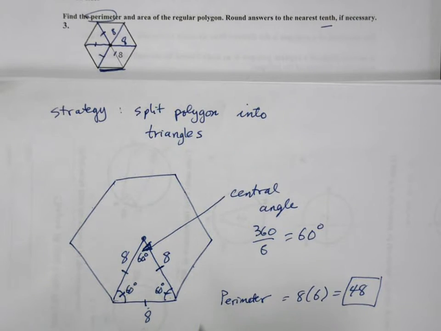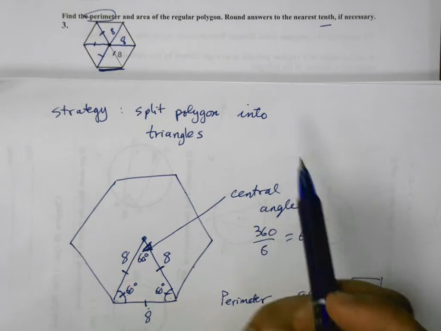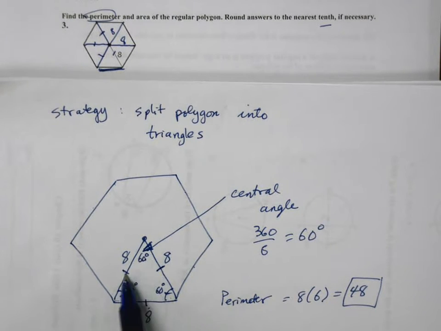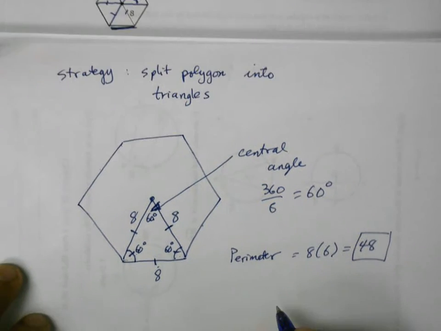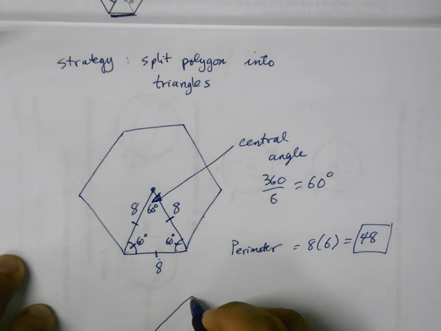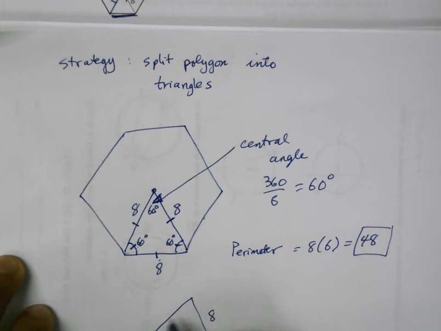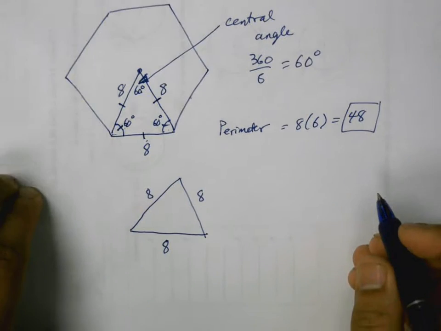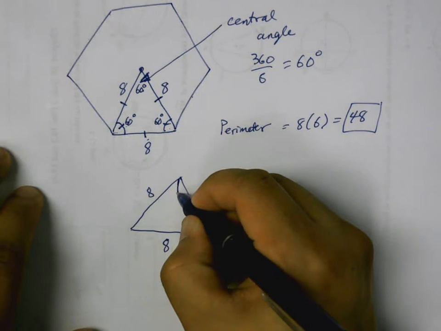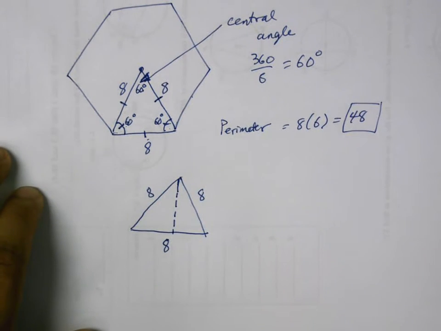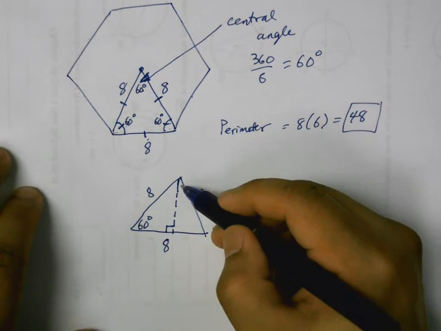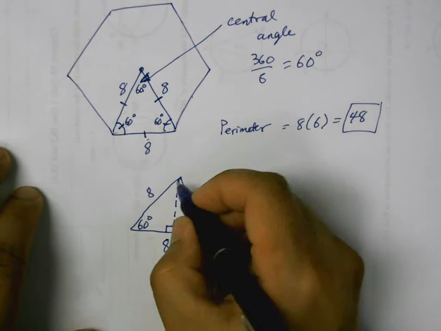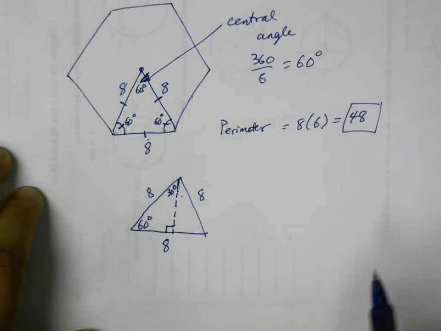Now, where we apply the strategy is to find the area. So we want to find the area of one of these triangles, and then we can just multiply it by 6. I'm just going to draw one triangle in here. This is 8, this is 8, this is 8 as well. And if we draw one of these lines in here, this is called the altitude. We know that this is 60 degrees, and this line here splits the triangle in half, so we have something that's 30 degrees here.